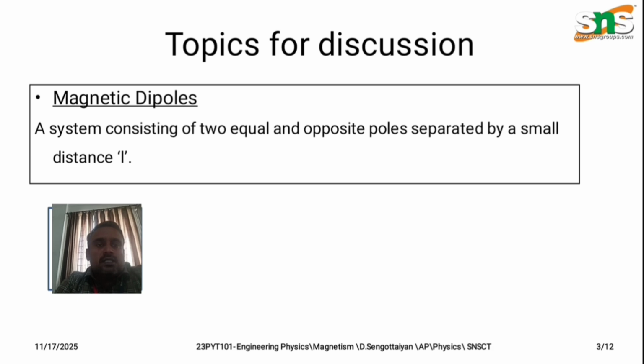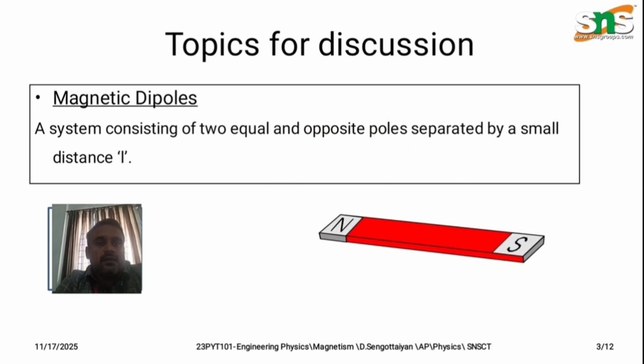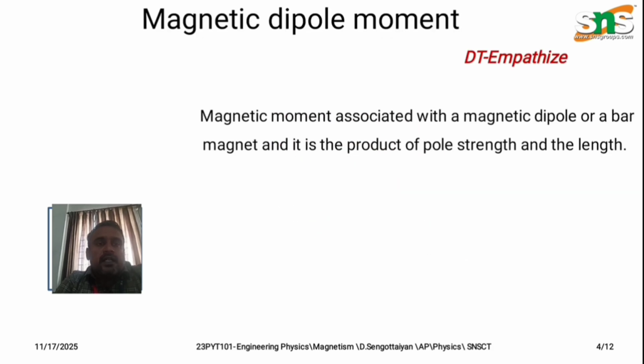We all know that a magnetic dipole is a system consisting of two equal and opposite poles separated by a small distance L. Then the magnetic dipole moment, that is the magnetic moment associated with the magnetic dipole, is the product of both the strength and length of the magnet.